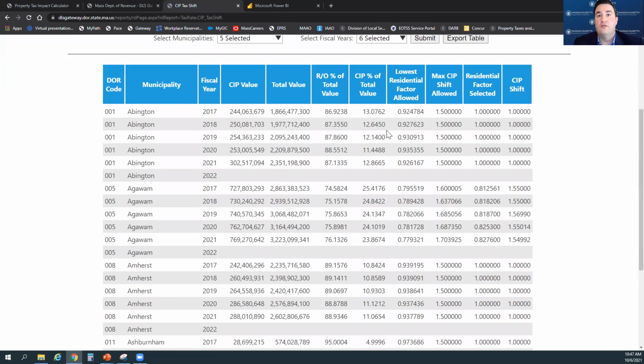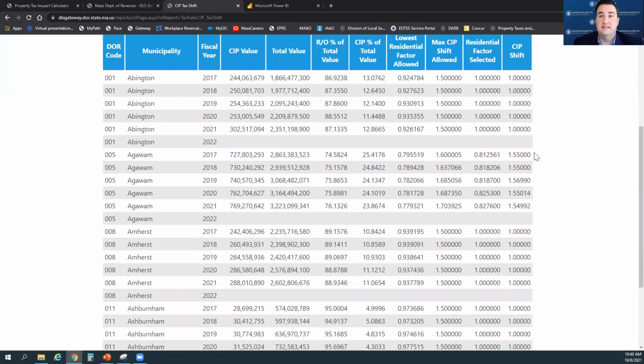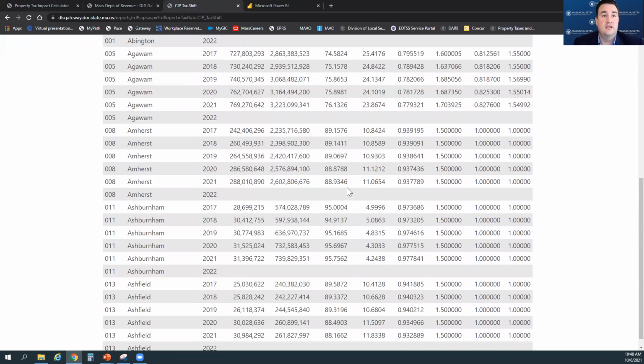Okay, so from here, you can see all these communities, what their max allowed shift is, what factor they selected, so their residential factor. You can look at the CIP shift numbers. All these different kinds of facts and figures will help you determine how your community fits in with all the communities around you. And it informs all the elected officials of what tax policies are going around in surrounding communities. So you can do this statewide, you can do it by region, or just communities that actually abut your community. So this is a great resource.